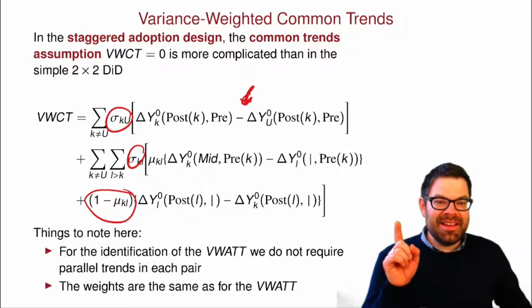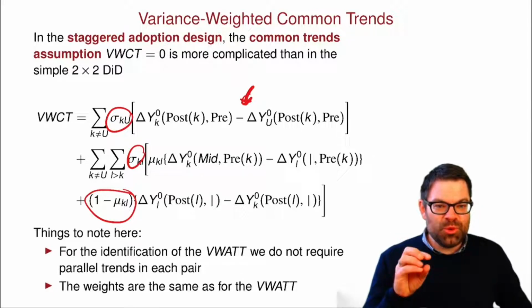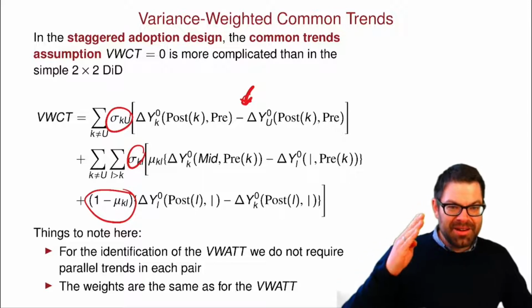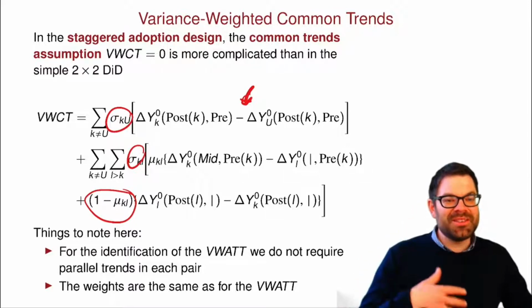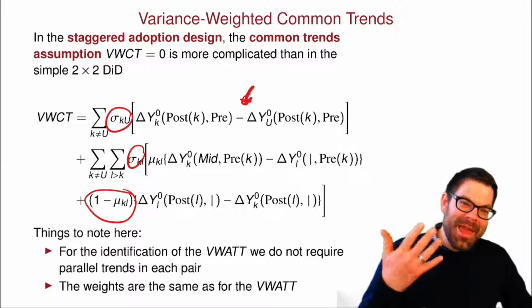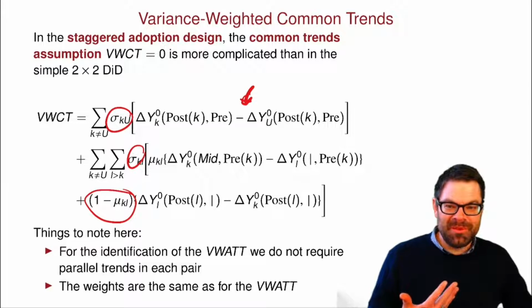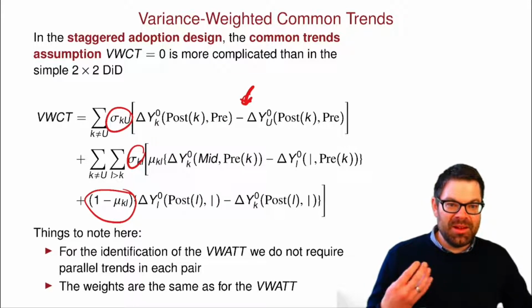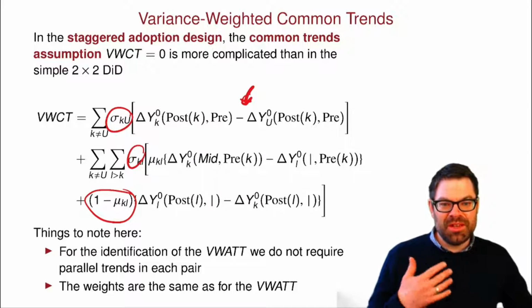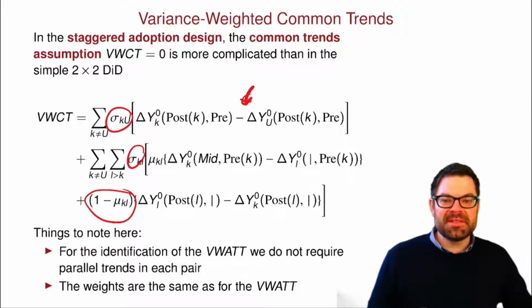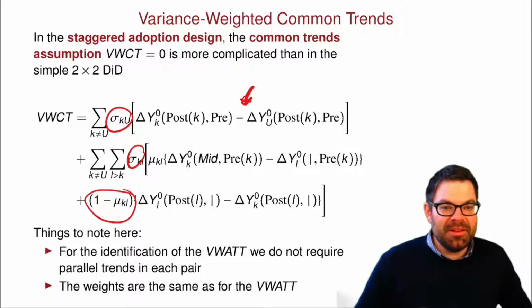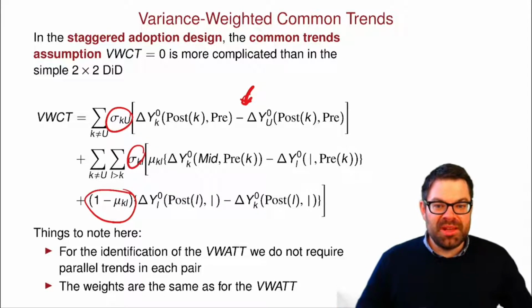So what we need in order to identify the variance-weighted average treatment effect on the treated is that this sum is 0. It doesn't mean that we need every single pair to have parallel trends. It's just that the weighted average of those trends has to be 0. To what extent one can really defend that is actually a tricky question. And again, there are some diagnostic tests one can do based on placebos or based on covariates, but it's definitely not easy, right? Because in order to identify the effect you would want, you need to assume that sum is 0.